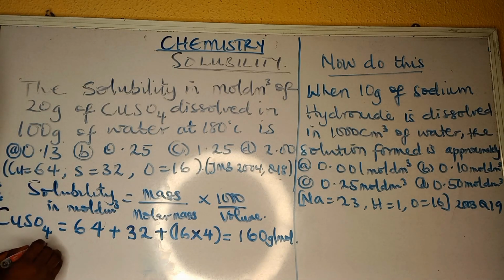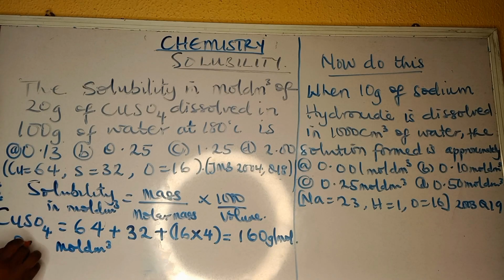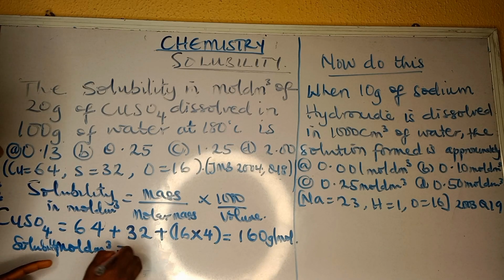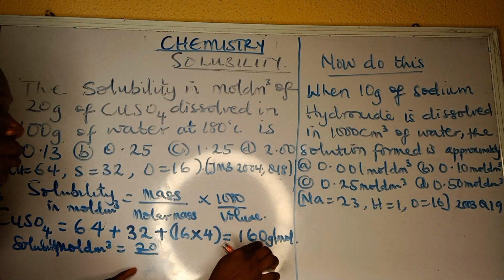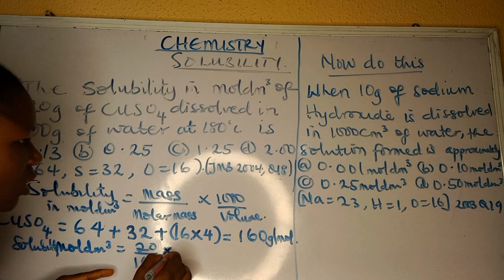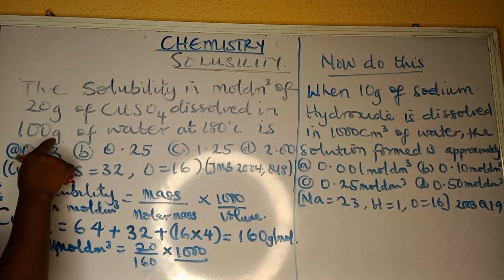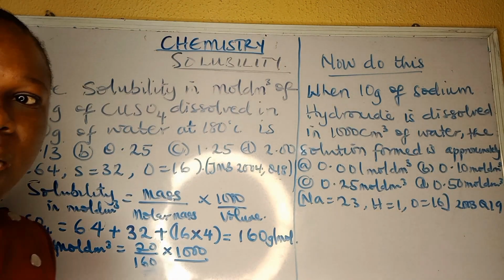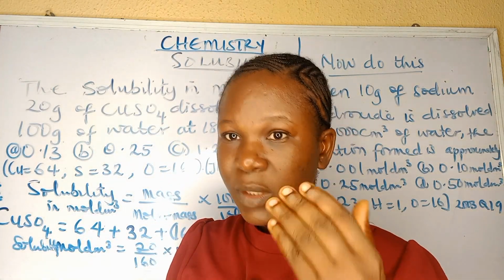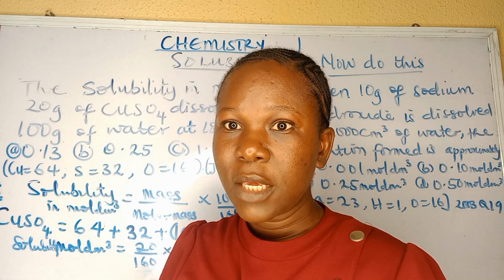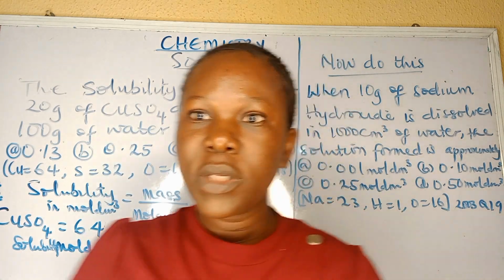So in calculating the solubility in mole per dm cube, that's back to the formula. The mass is given as 20, that's 20 grams, over the molar mass, which has been calculated as 160, multiplied by 1000 over the volume. Now, in this question, the volume of water is given as 100 grams. Now, volume actually has a unit of dm cube or cm cube, that's centimeter cube or decimeter cube. But in this case, it was given as gram.